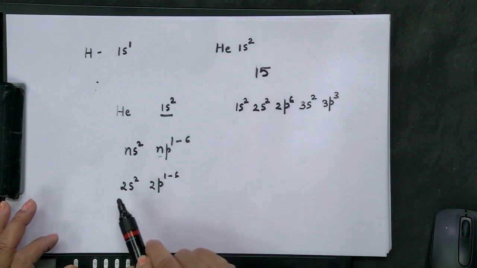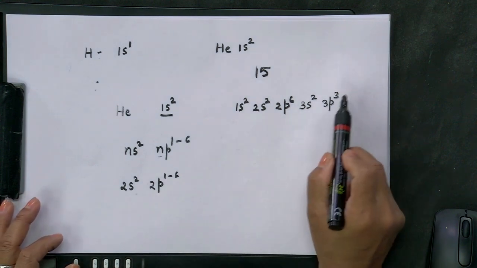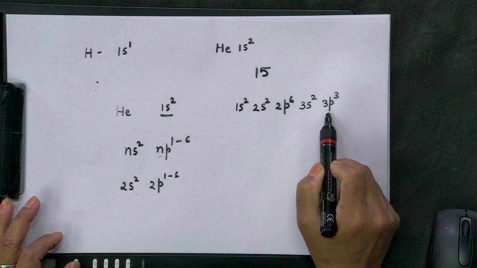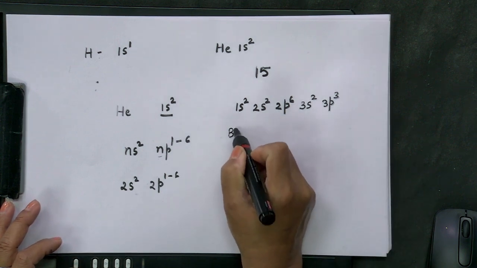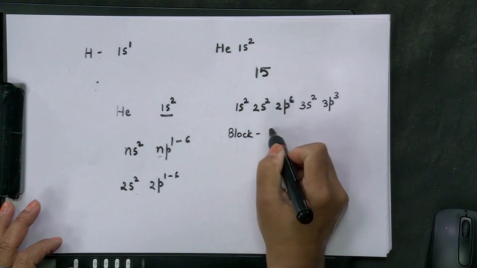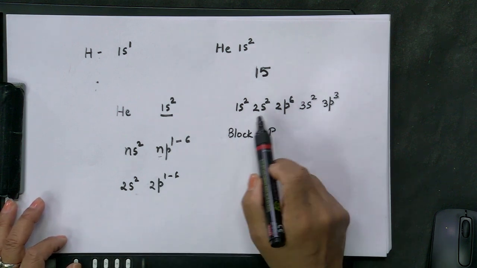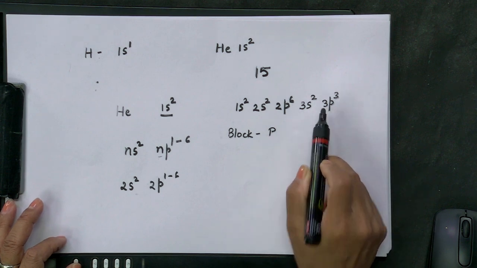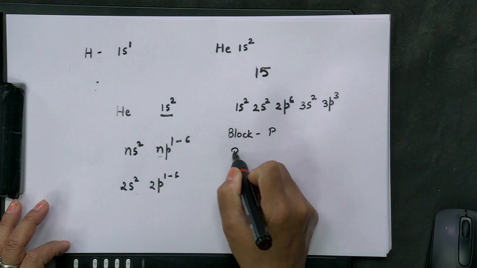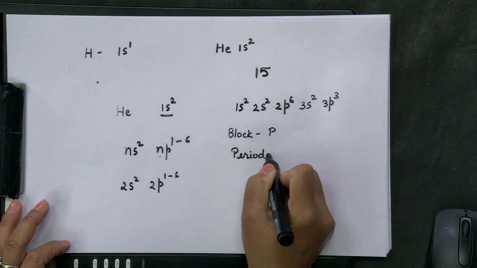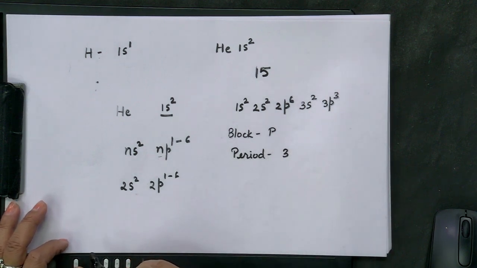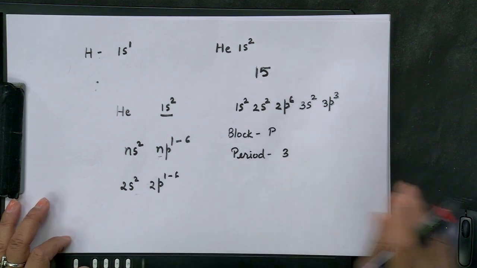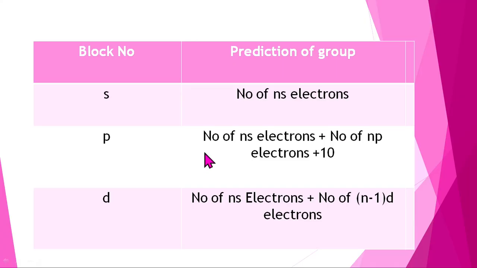So, which block does it belong to? The last electron is going to the p subshell, so its block is P, right? And what is the number of the last shell? The last shell is 3, so its period number is 3, clear? So the period is 3, the block is P, and for the P block, I told you what you have to do: the number of ns electrons plus the number of np electrons plus 10.